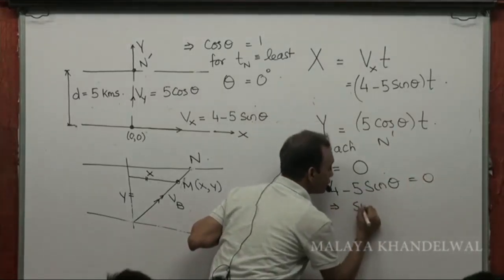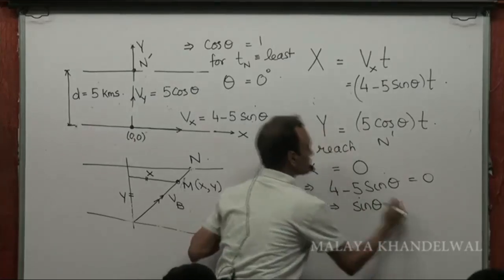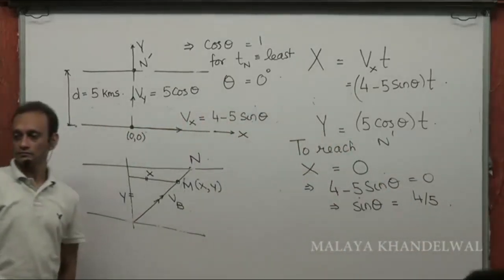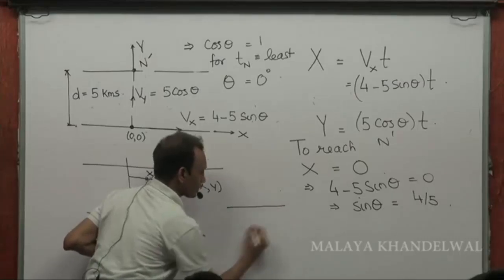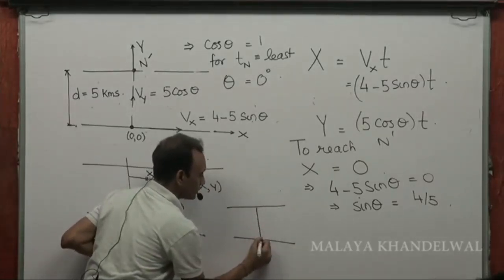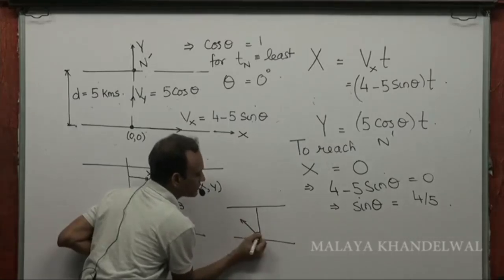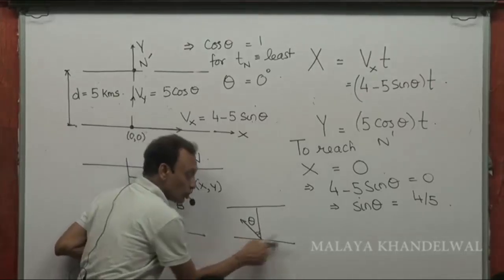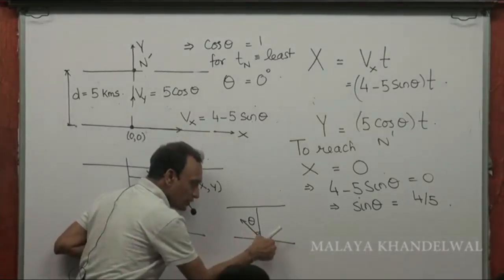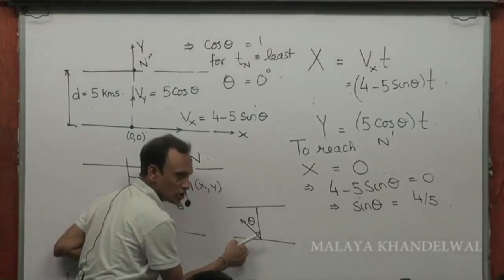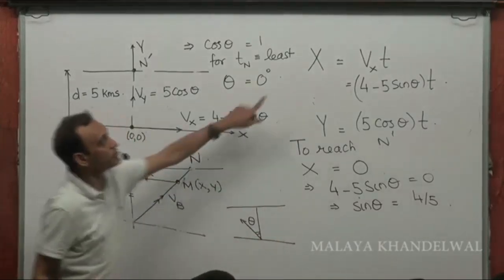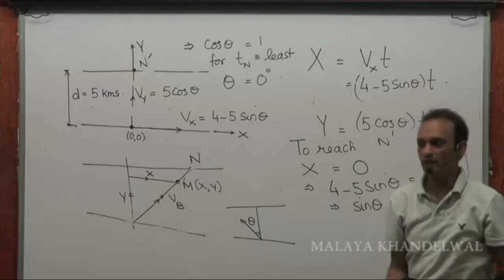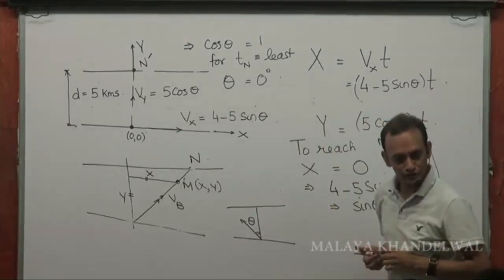That means he must attempt to steer the boat at an angle theta with respect to the vertical, such that sine theta is 4 by 5. If he steers at this angle, then the velocity of the river in this direction and the horizontal component of the relative velocity in this direction will cancel off. Therefore, there would be no drift in the x direction. Vx will become 0. If Vx is 0, the particle will still move just vertically. It will not get drifted parallel to the river, right?